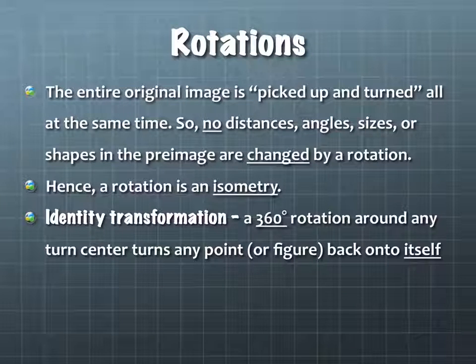Okay, a little bit more about rotations. In a rotation, the entire original image is, quote unquote, picked up and turned all at the same time. When that happens, no distances, angles, sizes, or shapes in the pre-image are changed. There's no change that's taking place. Because all of those things are preserved, this is an isometry. And everything has an identity isometry of 360 degrees. So that's not a real helpful description. If it takes 360 degrees to get it to turn all the way back down on itself, that's an identity. It didn't really do anything.